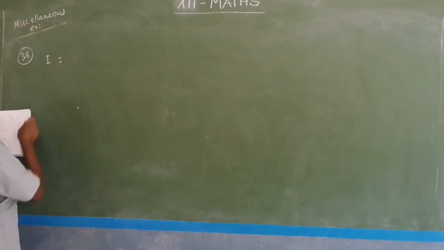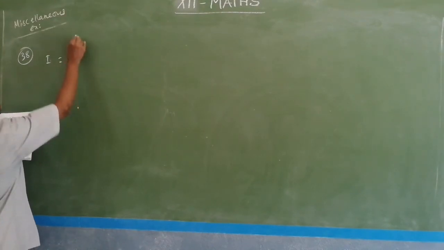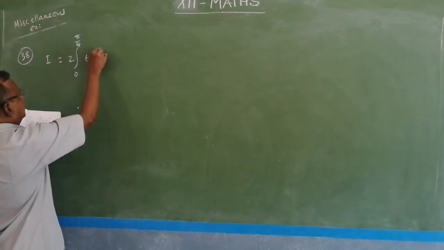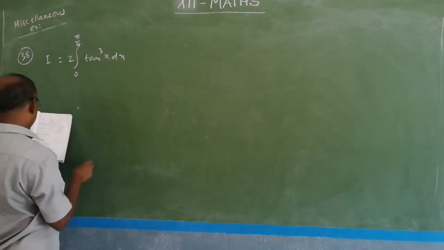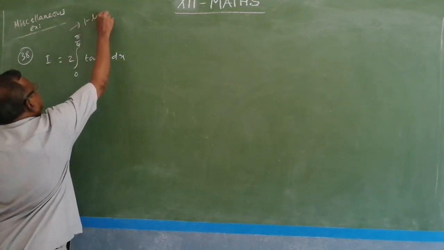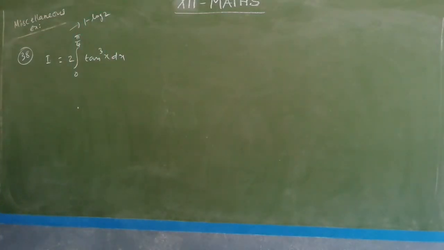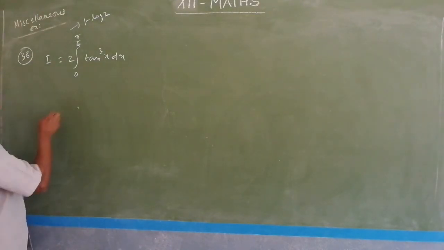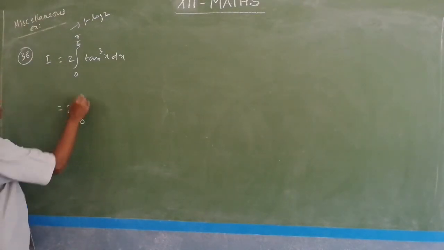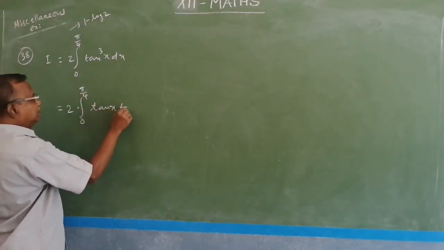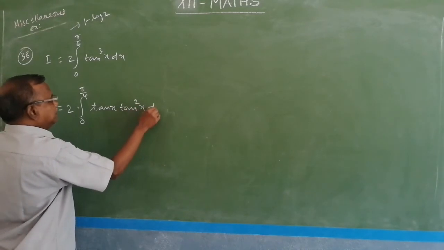I equal to integral 0 to pi by 4 of 2 tan cube x into dx. You have to prove the value of this integral is 1 minus log 2. So don't use the tan 3x formula. Here we can simplify in this manner: 0 to pi by 4, tan cube x can be written as tan x into tan square x into dx.